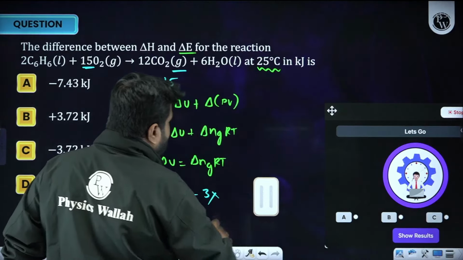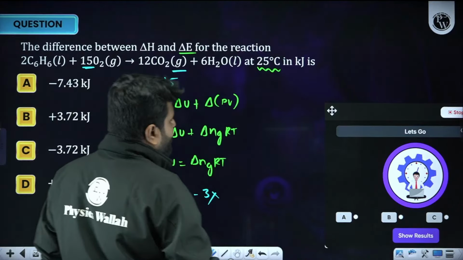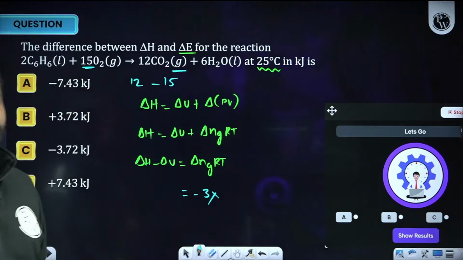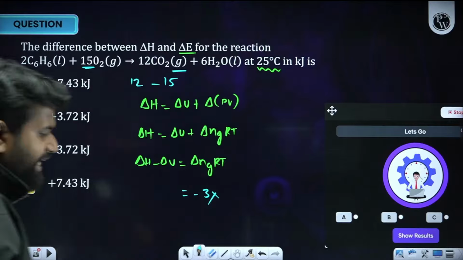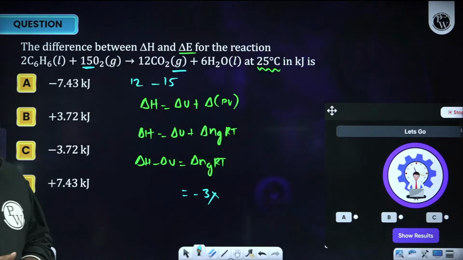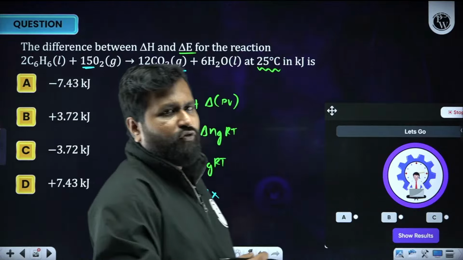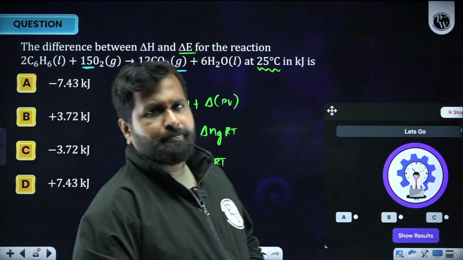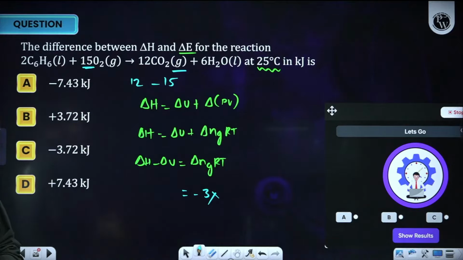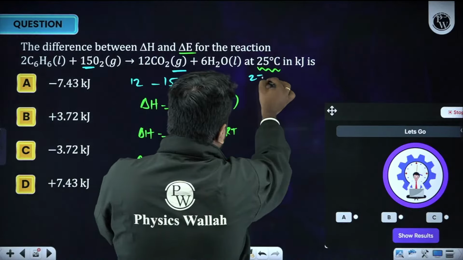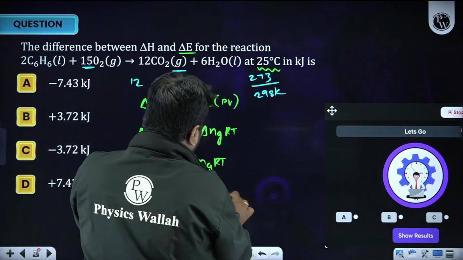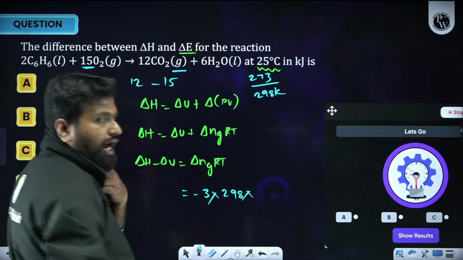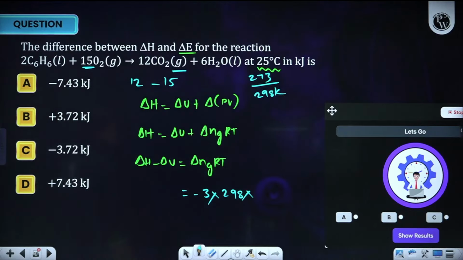Otherwise, for simple purposes, how can we take this? 8.314 for calculation purposes. Temperature 25 degrees C means in Kelvin how much will we have? It is nothing but 298 Kelvin. So 298 into the R value, what can we take?